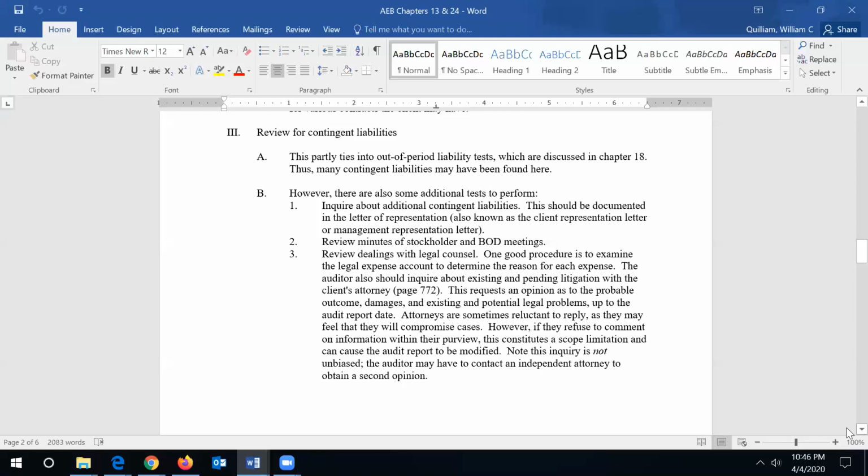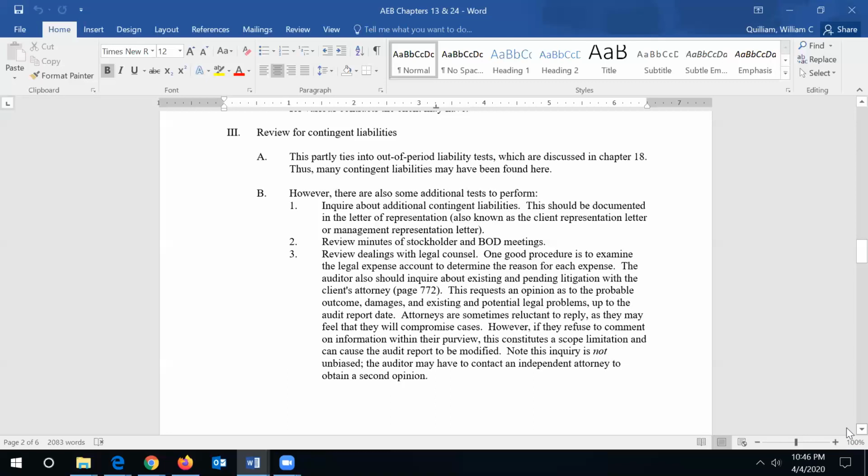Then number 2, we will review minutes of stockholder and board of director meetings because they discuss big things there, such as in Chapter 8, when the board of directors was discussing an ongoing dispute with the IRS. That could be a contingent liability. Something else we will do is to review dealings with legal counsel. And one good procedure is to simply examine the legal expense account to determine the reason for each expense. So why did you go to the lawyer each time? Good way to find stuff.